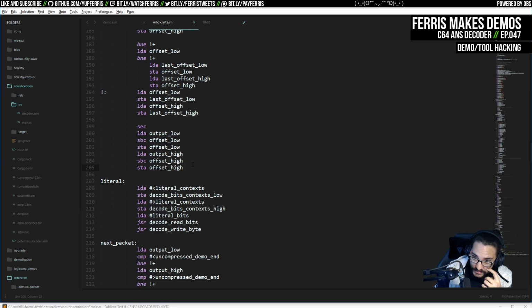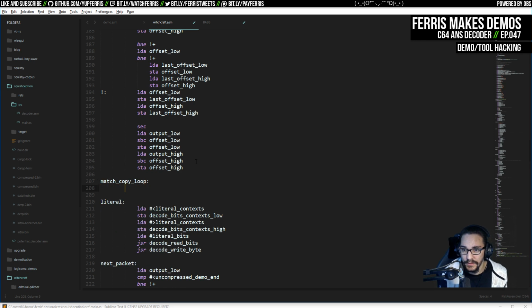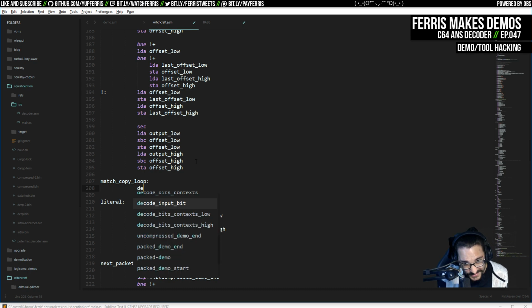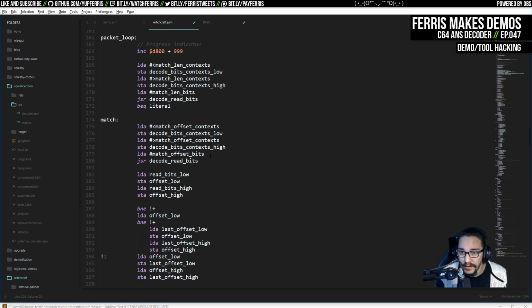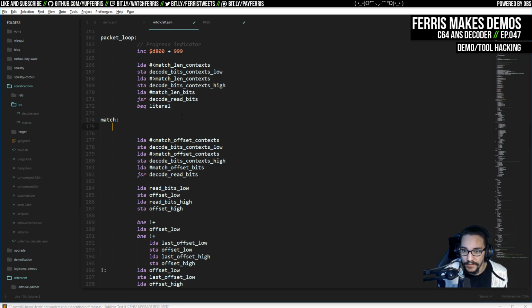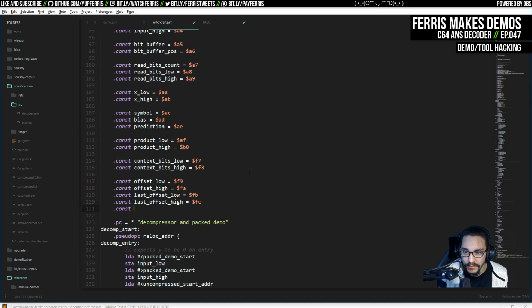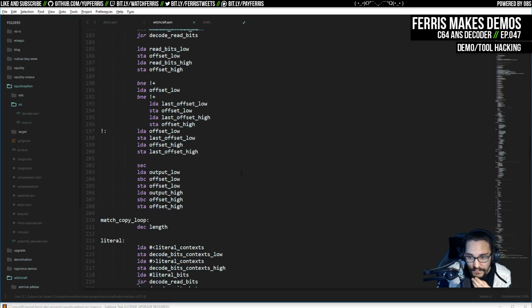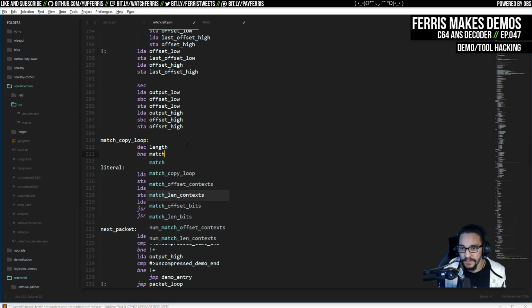And then we're gonna do our copy. So match copy loop. And at the end of this, we're gonna decrement length. Which here we need to do that. Store length. And branch if it's not zero to the match copy loop.